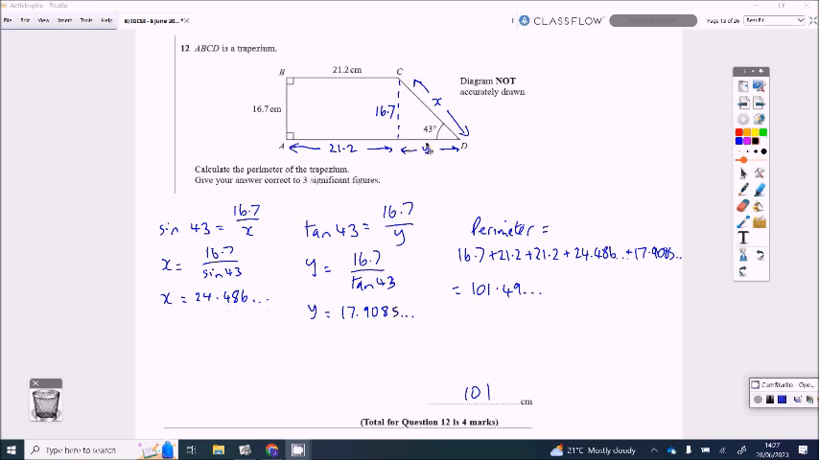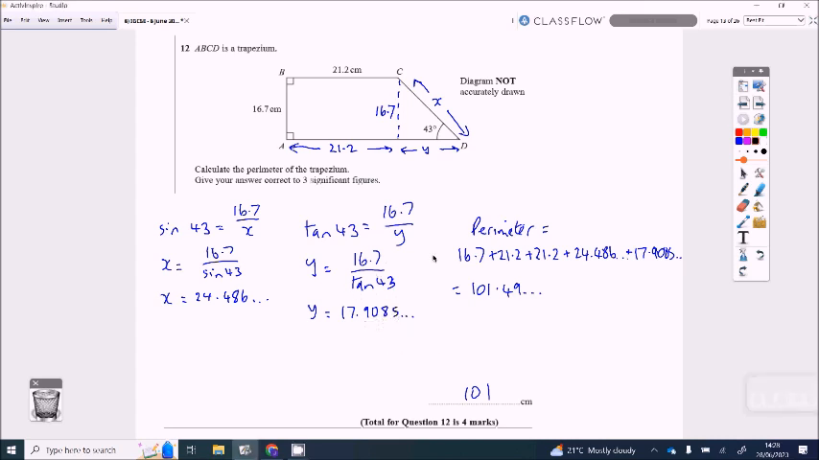Now to work out y, again using angle 43, the 16.7 is opposite, the y is adjacent, so this is tan being opposite over adjacent. So tan 43 equals my opposite of 16.7 divided by my adjacent of y. Multiply both sides by y, divide both sides by tan 43, we get y being 16.7 over tan 43. Pop that into your calculator, you get 17.9085.